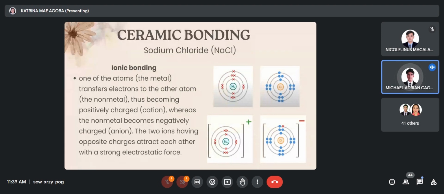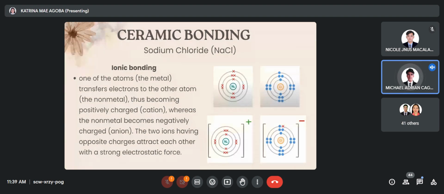So sa ceramic bonding po, ang una is yung ionic bonding. One of the atoms transfers electrons to another atom, thus becoming positively charged, whereas the nonmetal becomes negatively charged. The two ions having opposite charges attract each other with a strong electrostatic force. So in ceramic bonding, it's how the particles hold onto each other to form a solid structure. In simple terms, ceramic bonding is like the glue that holds ceramic materials like pottery or tiles together. Kagaya po ng sinabi kanina.